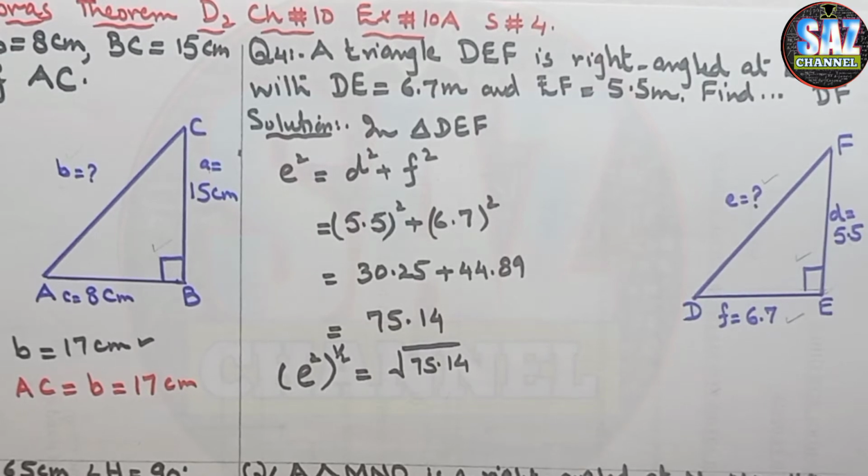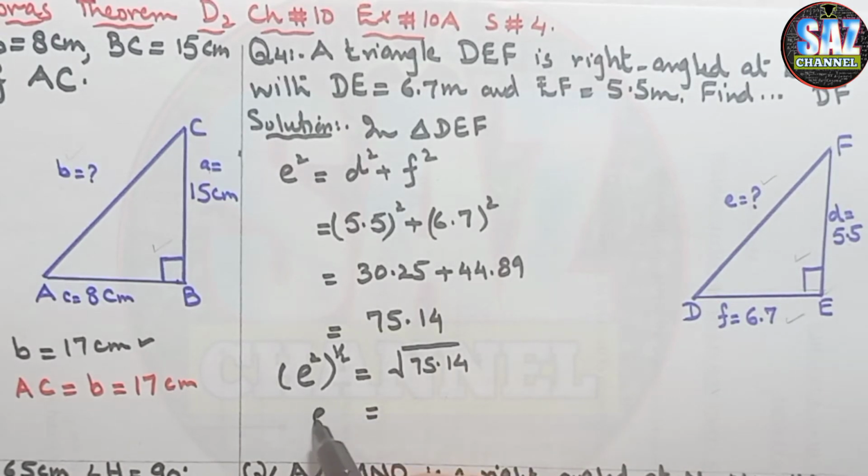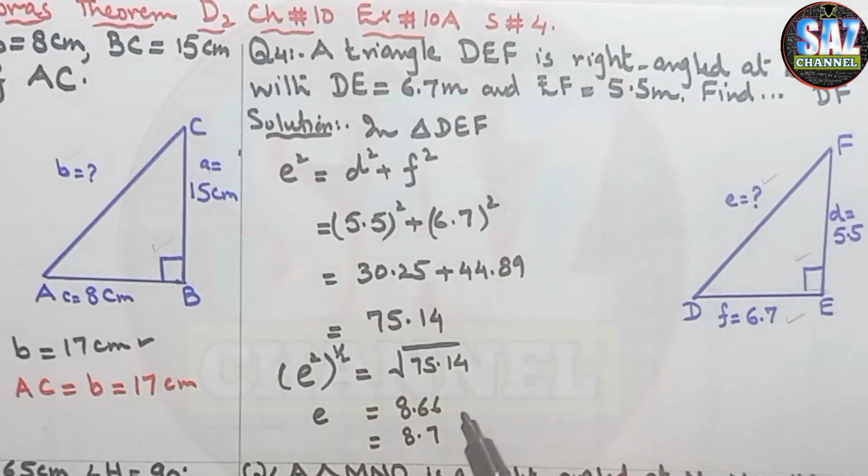Square root of 75.14 gives us 8.668. E equals to 8.66, which can be taken as 8.7, and as the dimensions are in meters, so I will be writing E equals to 8.7 meter.